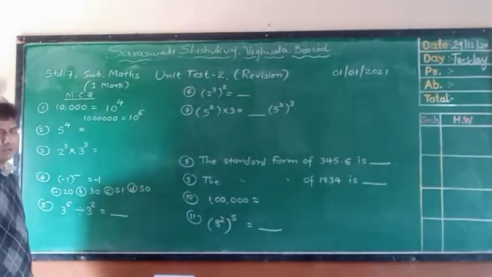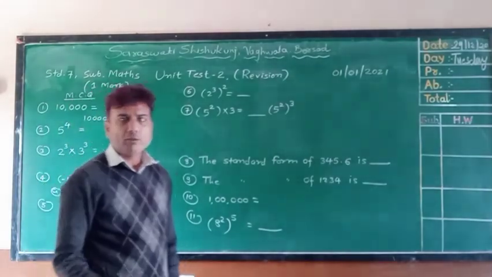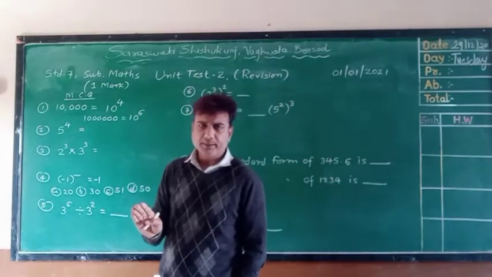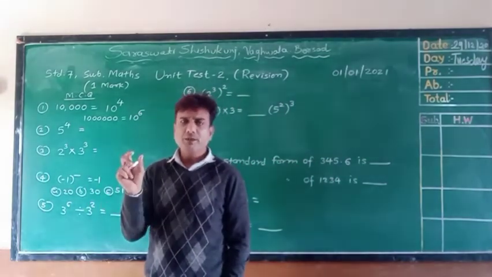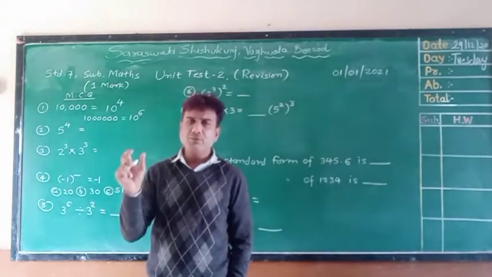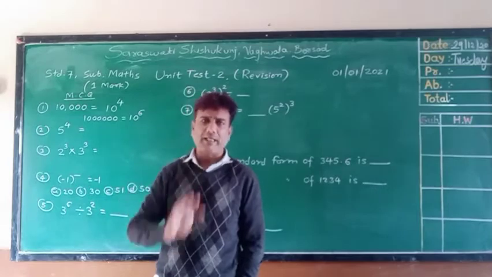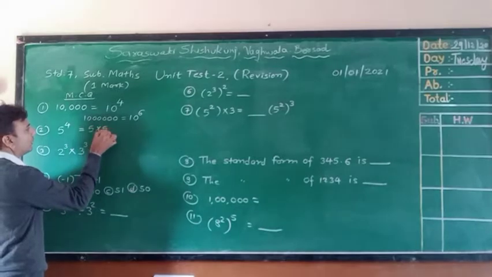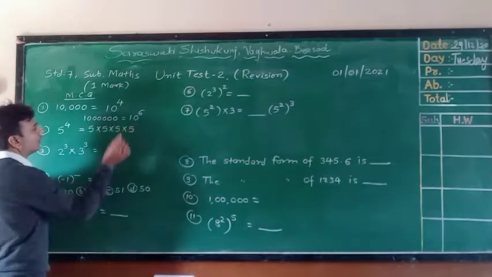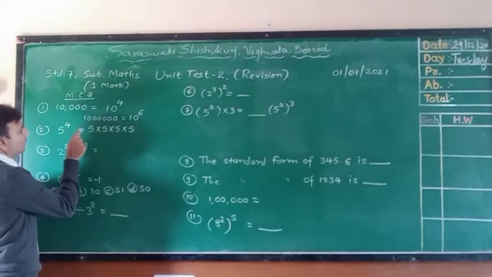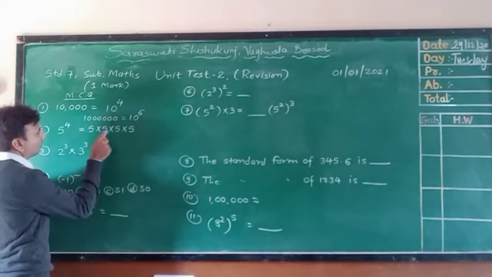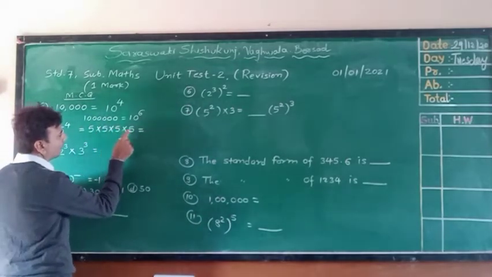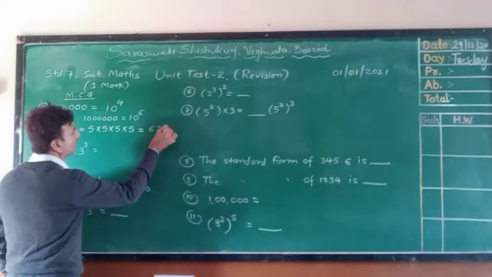Now here 5 raised to 4 is given. What is the value of 5 raised to 4? Simply, 5 raised to 4 means we have to write 5 four times, 5 multiplied with itself 4 times: 1, 2, 3, 4. Now we will do the multiplication. 5 fives are 25, 125, 625. So this is the value of 5 raised to 4.